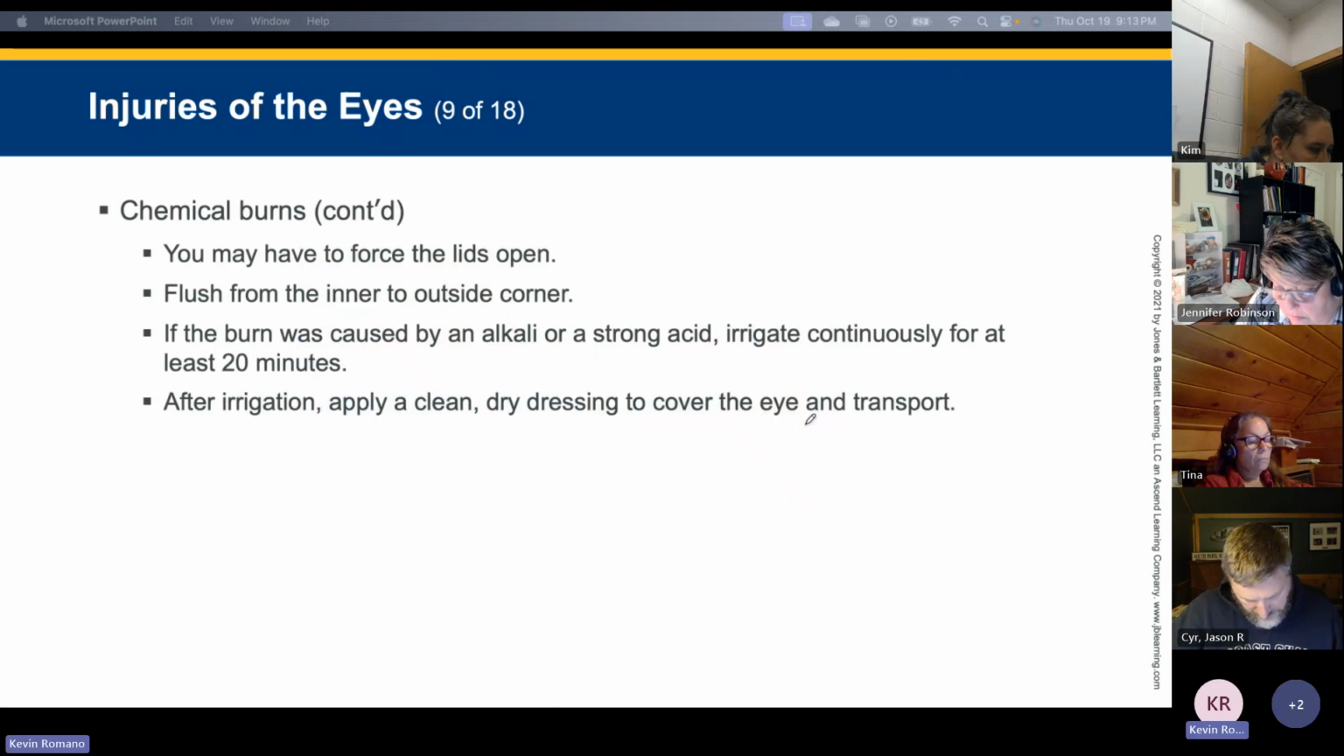Chemical burns, remember, you may have to force the eyelid open. So you take two fingers and open it up. It's going to be uncomfortable for them, but again, we have to do it. Put force into it, open the eyes. If the burn was caused by an alkali or a strong acid, irrigate it continuously for at least 20 minutes. We do not carry enough saline on the ambulance to irrigate for a full 20 minutes rapidly. They need water from a sink or something like that to wash it out.